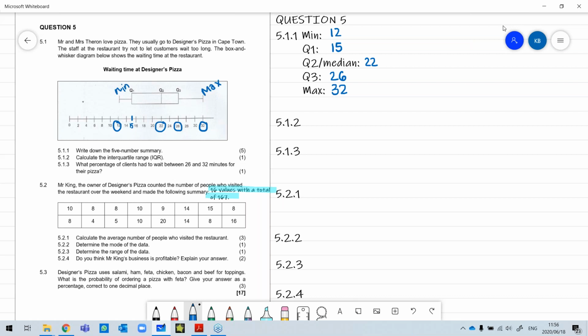Question 5.1.2. Calculate the interquartile range. Now, your range is your maximum value minus your minimum value, but because this is quartile, meaning Q3 minus Q1.